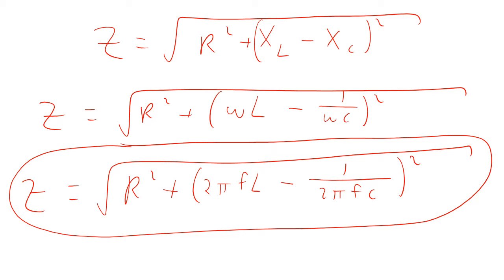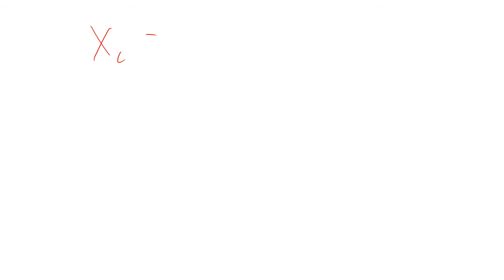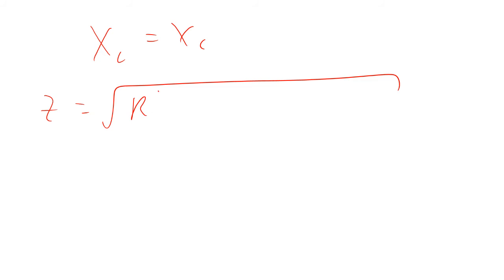Notice that when XL equals XC, that's your resonance. So if XL equals XC, then the impedance, which is the square root of R squared plus XL minus XC squared, is just going to be equal to R. So that's your minimum impedance, at that resonant frequency. So the resonant frequency occurs when XL equals XC. This is our condition of resonance.